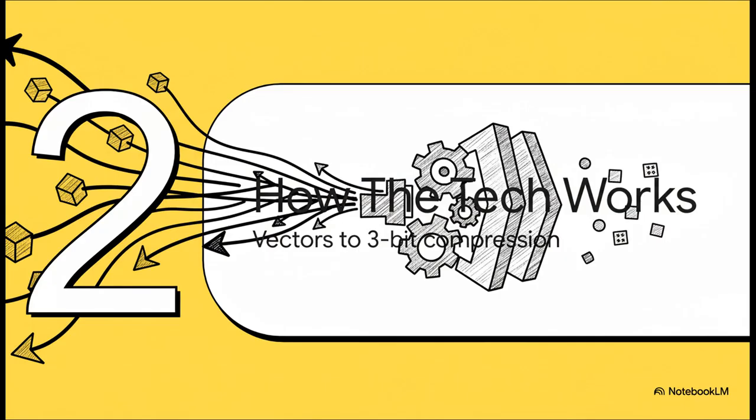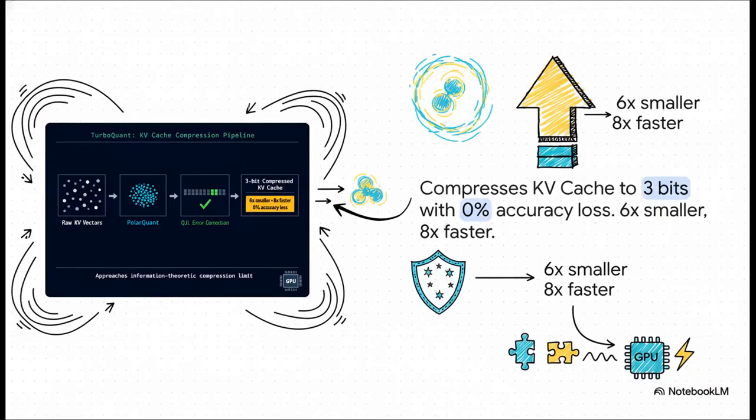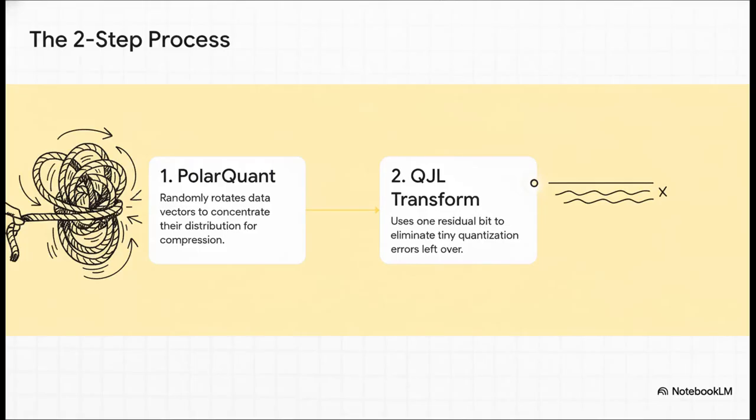Okay, so if that's the massive problem, how does this tech actually fix it? Let's get into the mechanics of how it takes these raw data vectors and crunches them down into a ridiculously small 3-bit package. The headline here is just, wow, compress that KV cache down to just 3 bits. That means it's 6 times smaller, and it makes the attention mechanism 8 times faster on modern GPUs, all with supposedly 0 loss in model accuracy. Sounds pretty good, right? So how do they do it?